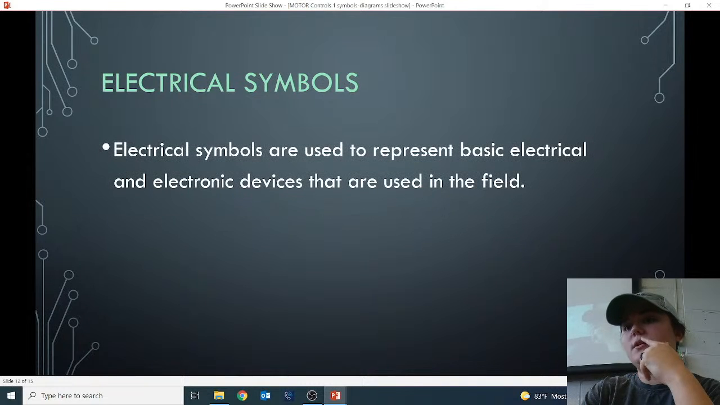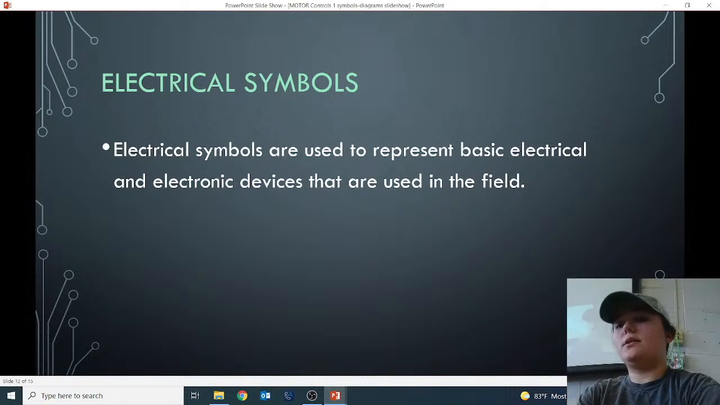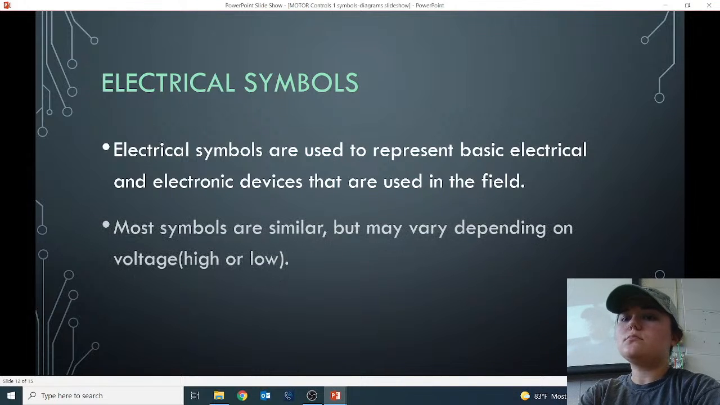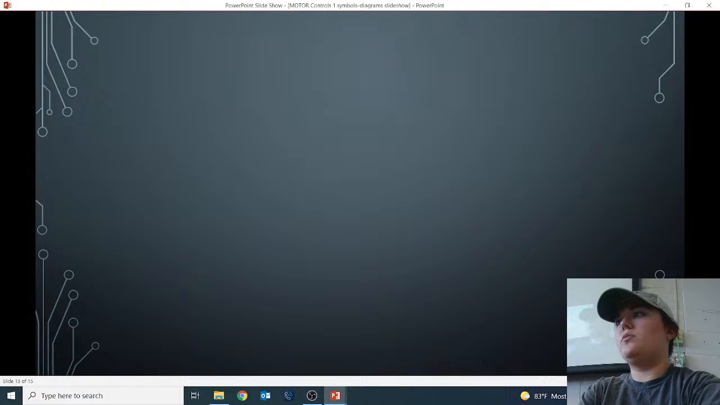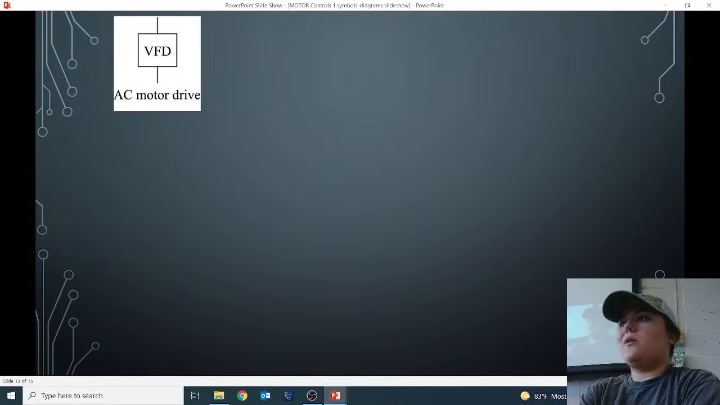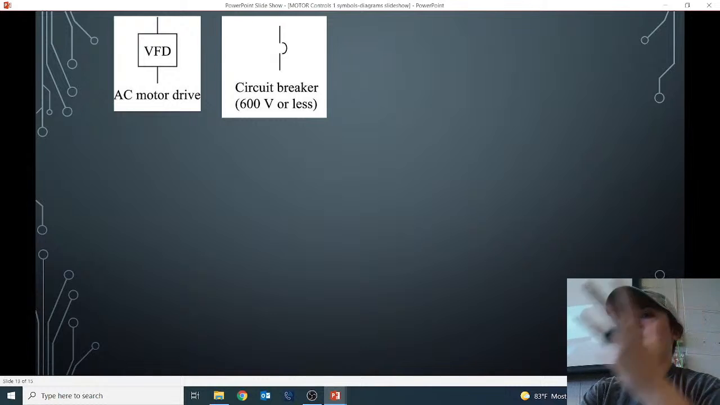Electrical symbols are used to represent basic electrical and electronic devices that are used in the field. They're similar but may vary depending on voltage, high or low. Normally the dividing line is 600 volts. If it's higher than 600 volts, they look different than 600 volts or less. I know I put all these up here, but y'all can go back to this slideshow because I'm going to put a quiz on Canvas. It's an open book quiz, but I would like for you to know what they are without even having to look them up. That way, even if you don't see them again for 3 years, it's like okay, cool, I remember that. Kind of gives you an idea of what you're going to see.